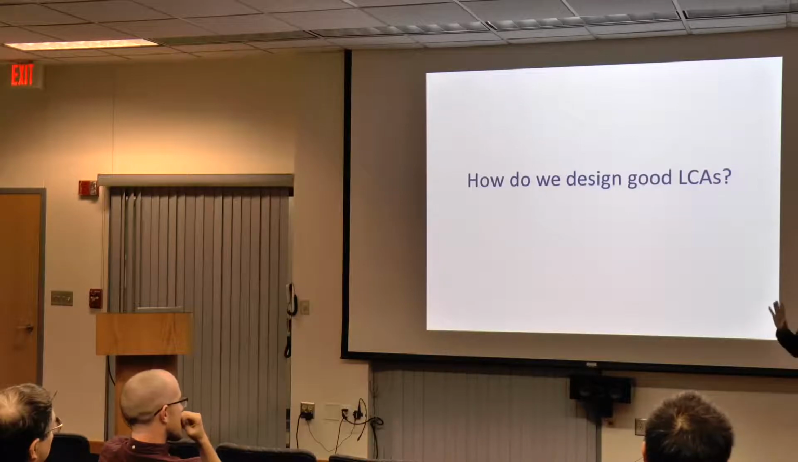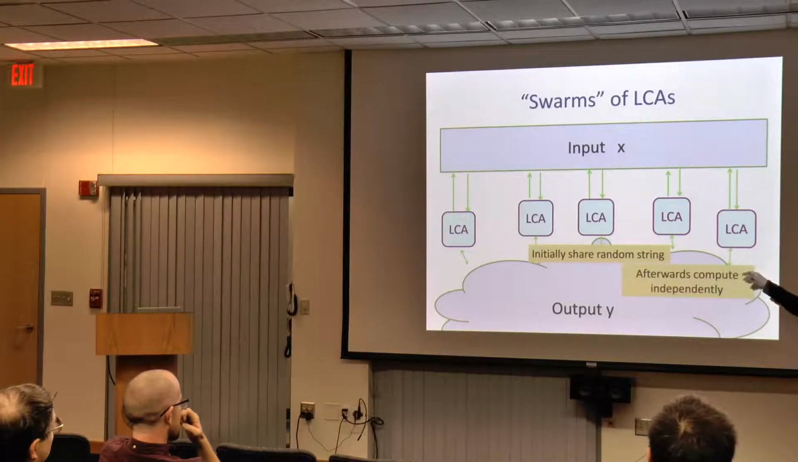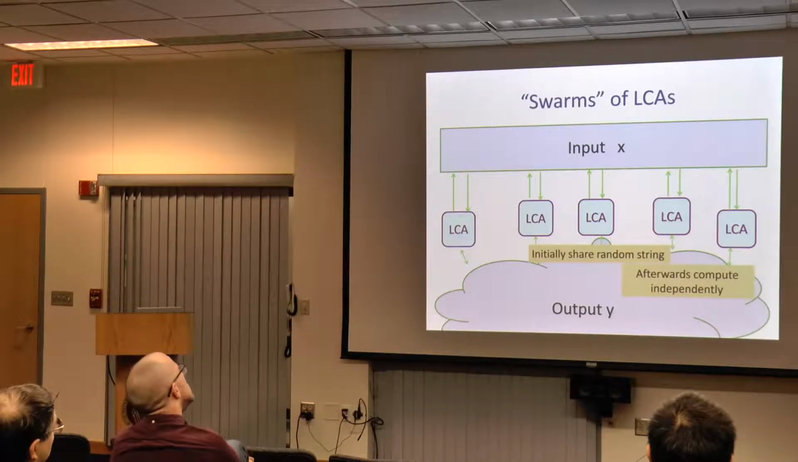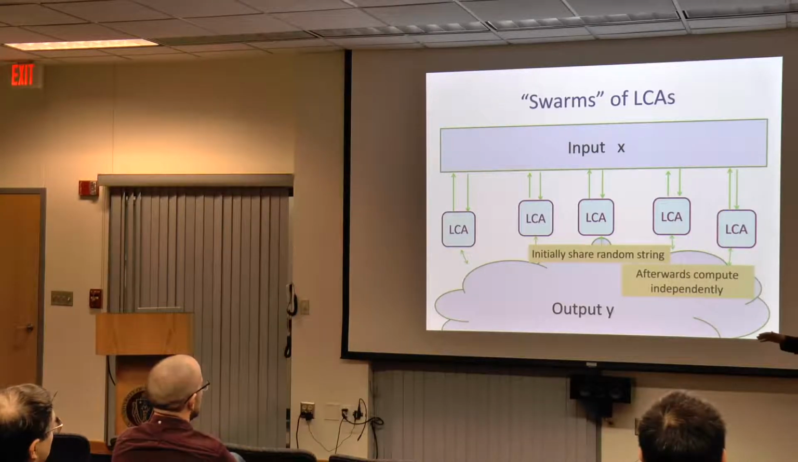But I just want to point out about these bees. They don't talk in the middle. They just share that random string in the beginning. That's the end of their communication. After that, they have to compute independently.